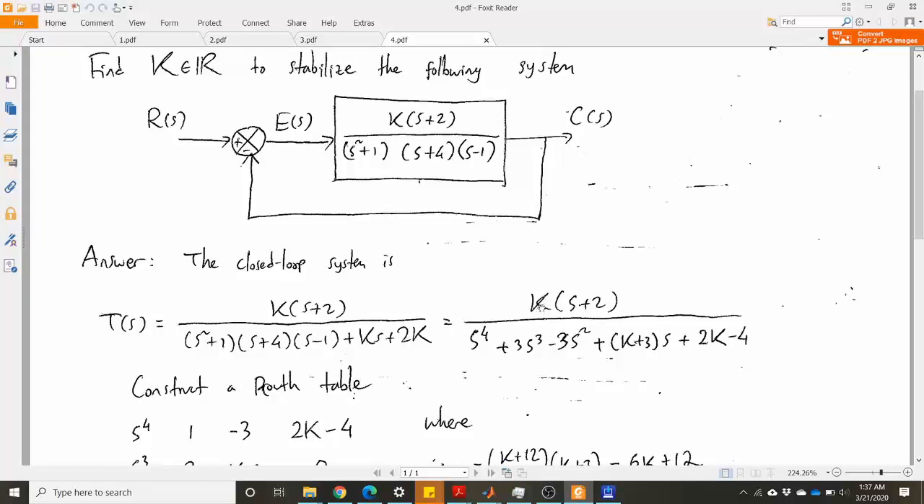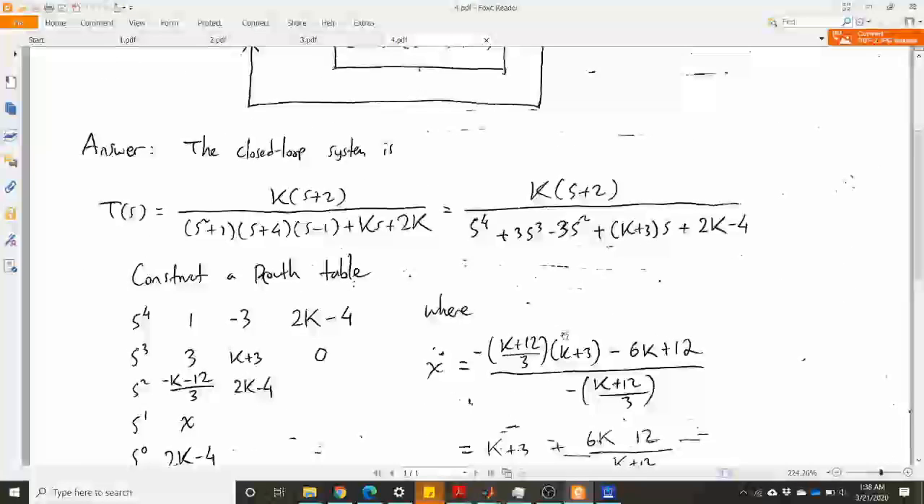It's given by ks plus 2k over s to the 4th plus 3s cubed minus 3s squared plus (k plus 3) times s plus 2k minus 4. The next step is to build the Routh table. Again, on the first row we have 1, minus 3, and 2k minus 4. Second row is from s cubed, so 3 and k plus 3, and then for convenience we put 0 on this term.